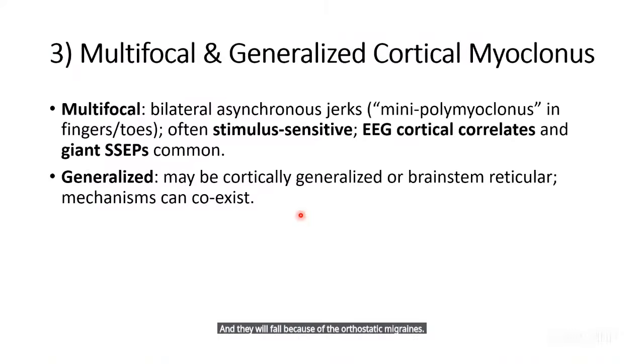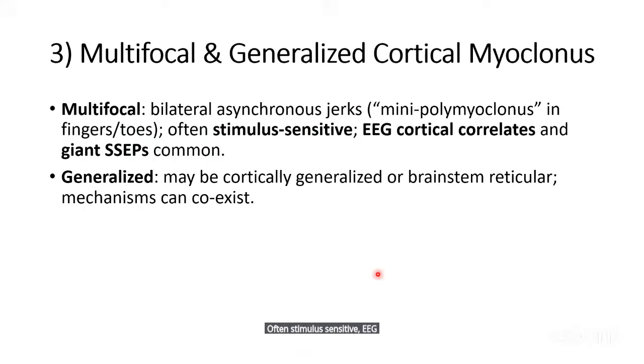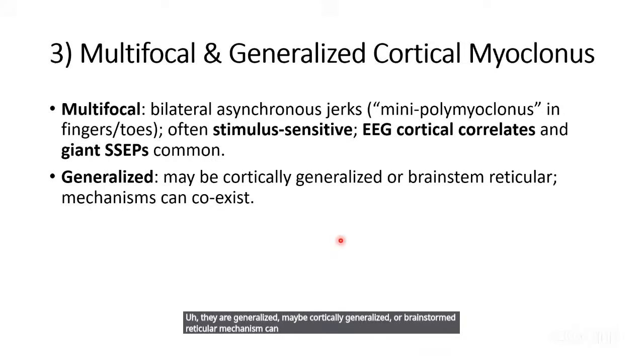And the other one is multifocal and generalized cortical myoclonus. The multifocal is bilateral asynchronous jerks, usually minipolymyoclonus in fingers or toes, often stimulus sensitive. EEG cortical correlates and giant SSEPs are common. They are generalized, maybe cortically generalized, or brainstem reticular mechanism can also coexist in the multifocal.